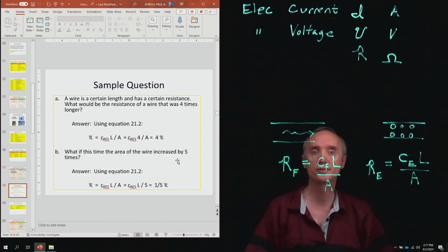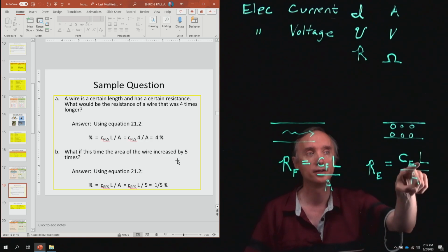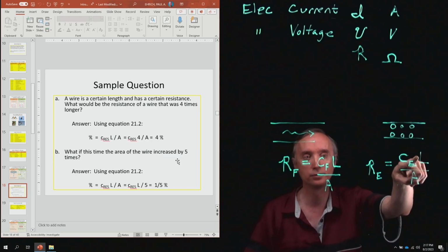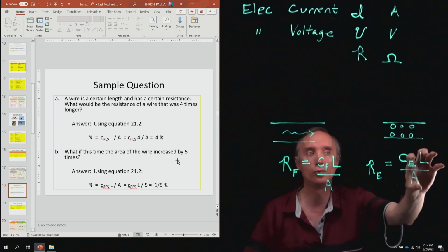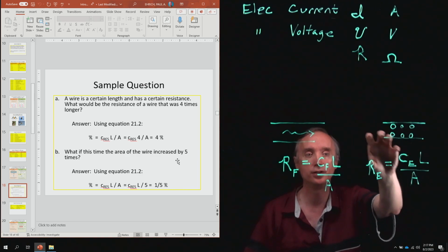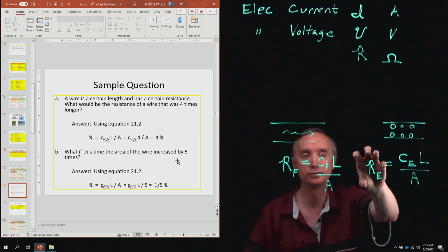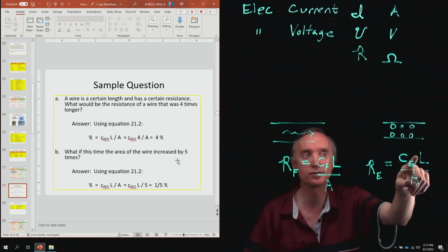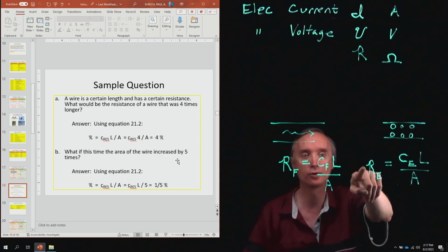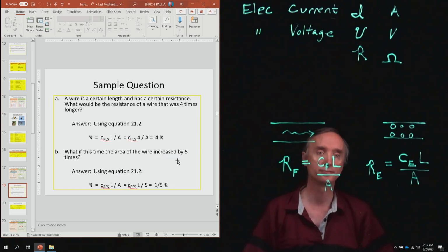Okay, a wire is a certain length and has a certain resistance. What would be the resistance of a wire that was 4 times longer? So if it's 4 times longer, that would mean we need to put a 4 right here in front of the L. But whatever you do to one side of an equation, you've got to do to the other side of the equation. So if it's 4 times the length, it will have 4 times the resistance.